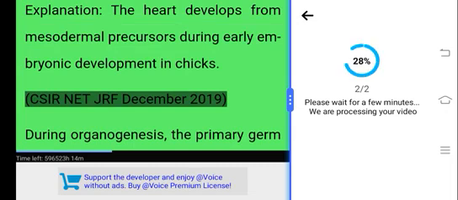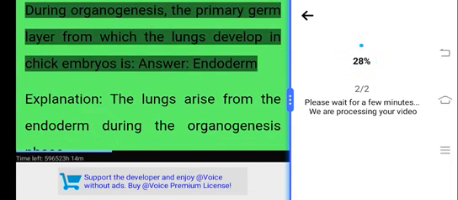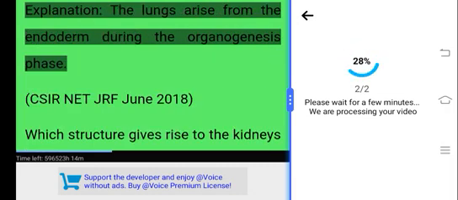CSIR NET JRF December 2019. During organogenesis, the primary germ layer from which the lungs develop in chick embryos is? Answer: endoderm. Explanation: the lungs arise from the endoderm during the organogenesis phase.